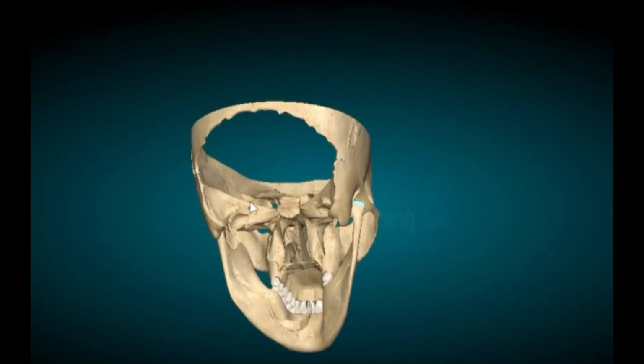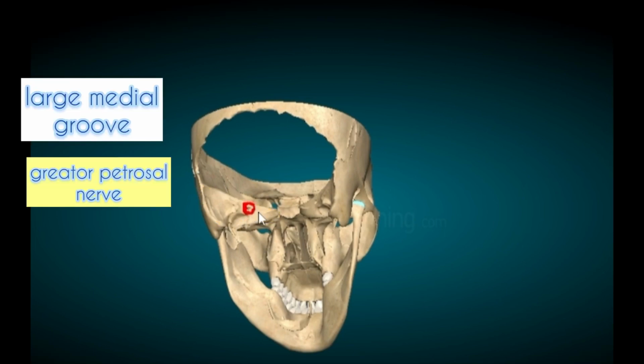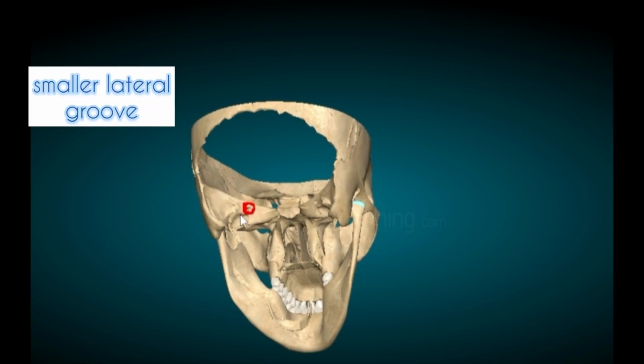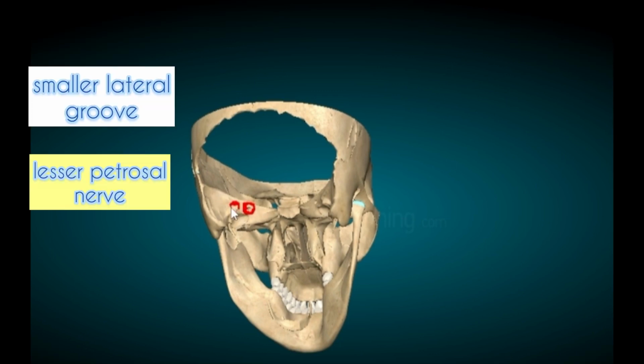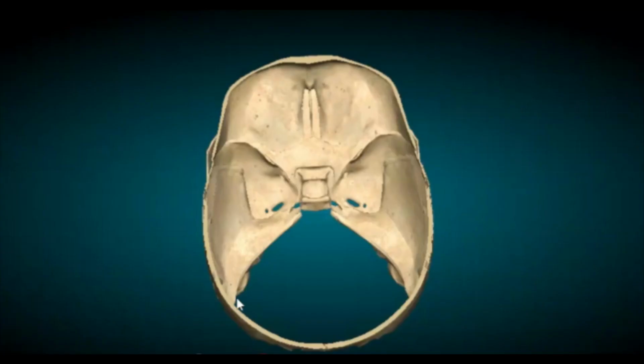On the anterior surface of the petrous part of the temporal bone, we've got two grooves. The large medial groove is for the greater petrosal nerve and the smaller lateral groove is for the lesser petrosal nerve. On the anterior surface of the petrous part of the temporal bone, we've also got this rounded eminence, and it's called the arcuate eminence.